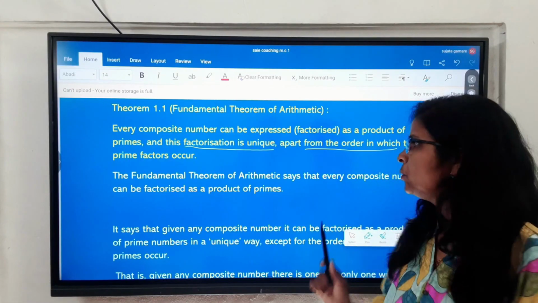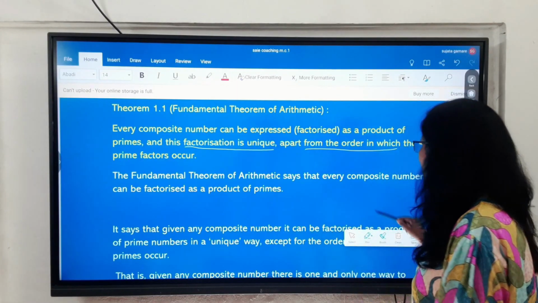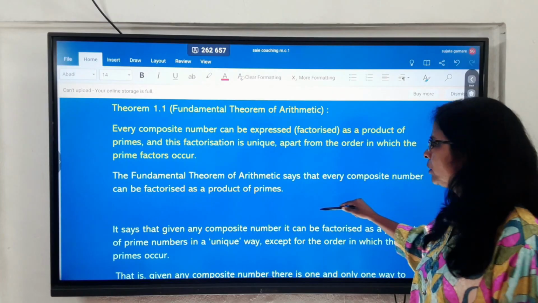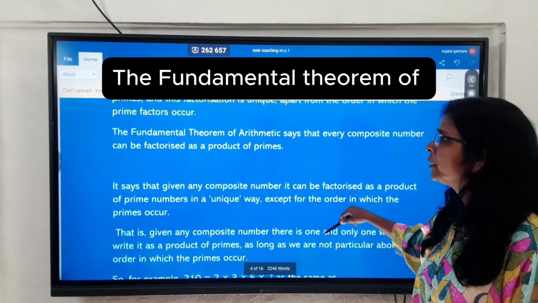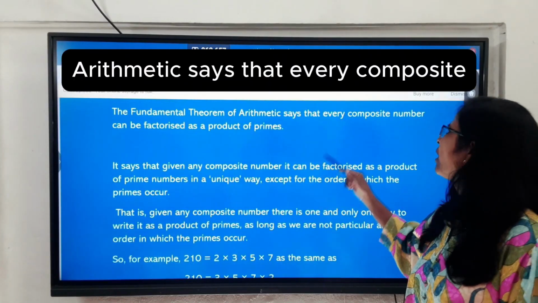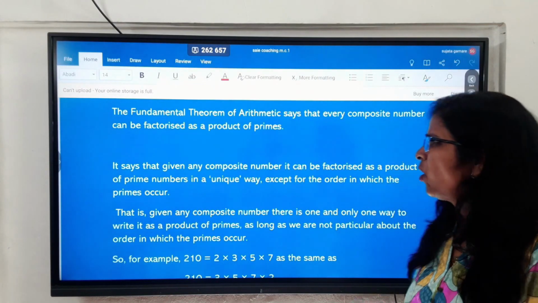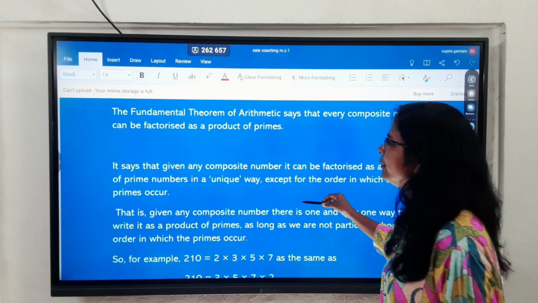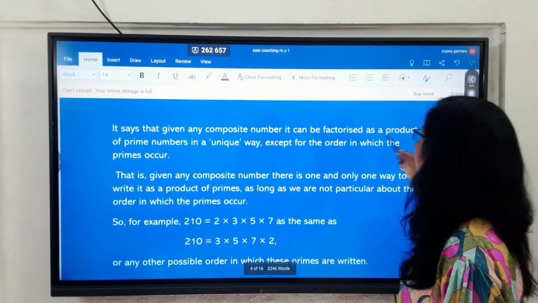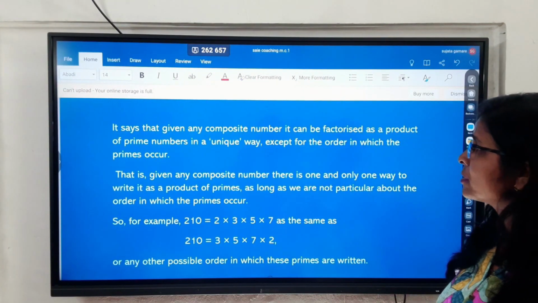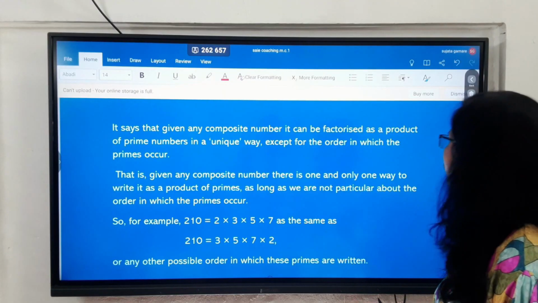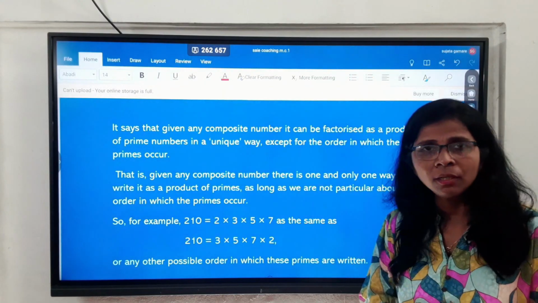Okay, so now also this fundamental theorem says that every composite number can be factorized as a product of primes. Also, we can say that any composite number can be factorized as a product of prime numbers in a unique way, except for the order in which the primes occur.